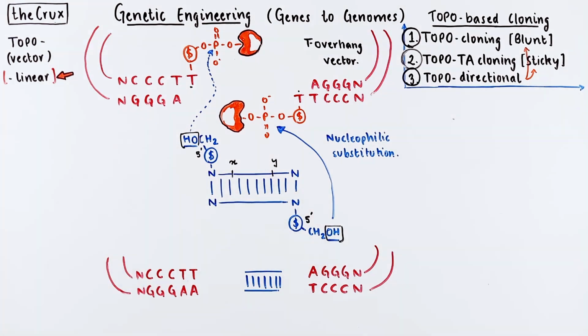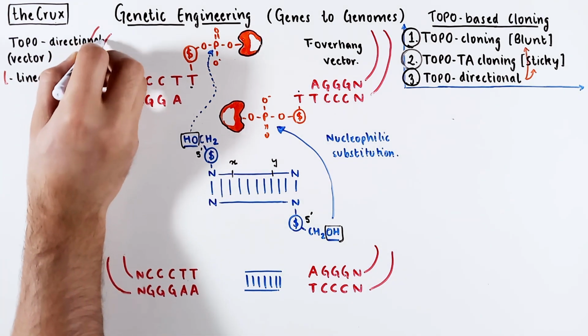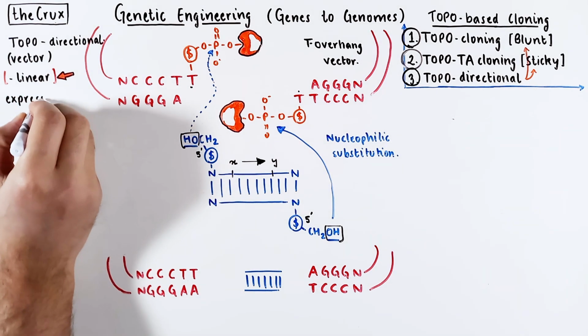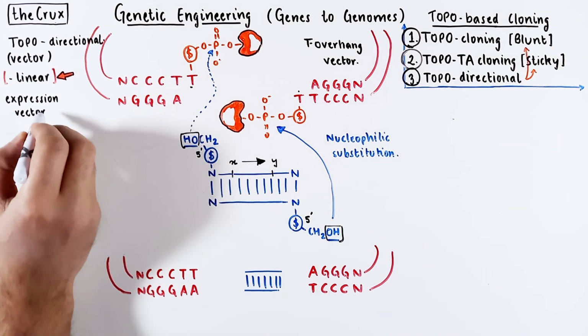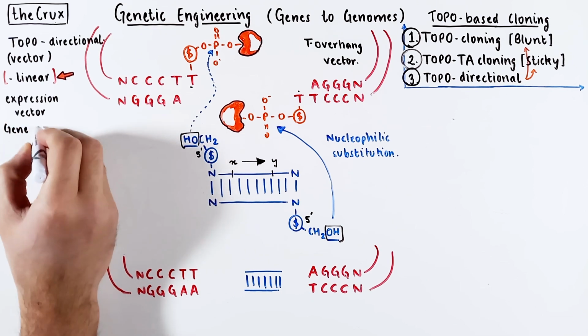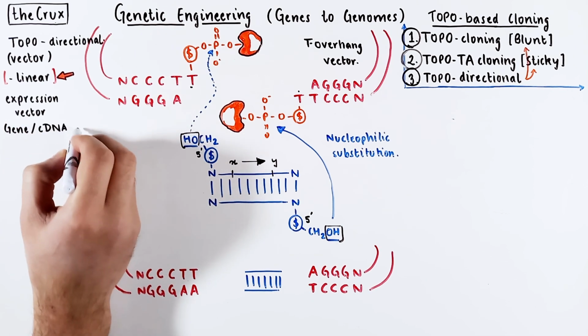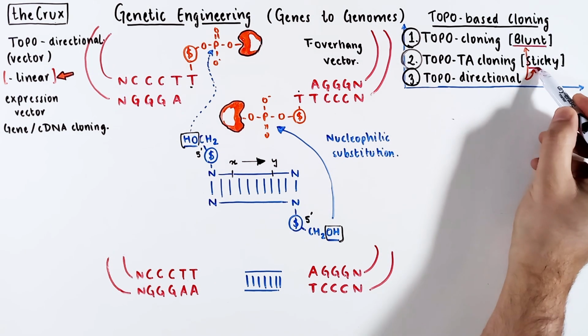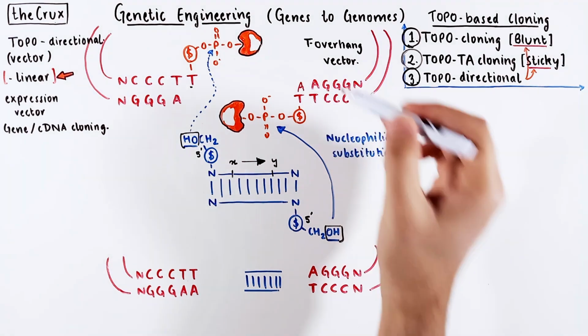The last strategy is the TOPO directional strategy. Simply, this implies that the insert can only be cloned in one specific orientation. Like other TOPO vectors, it is also linear, but instead it is an expression vector. Typically, you would use this for cDNA or gene cloning. Note that I mentioned how this vector uses both sticky and blunt sites.